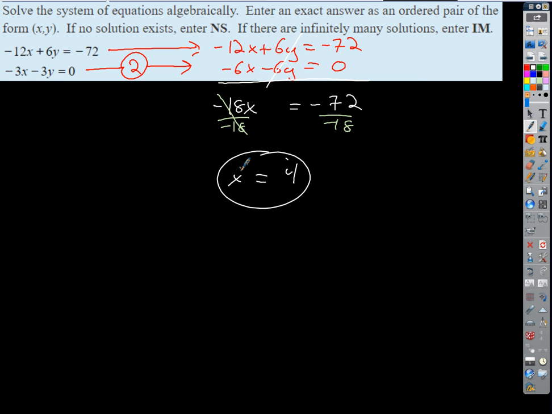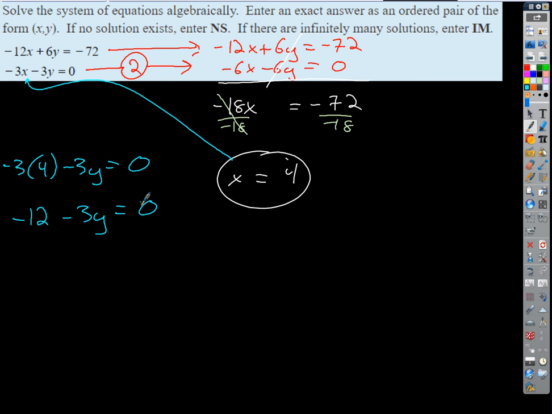Plug it into whichever the easiest equation is, right? How about the bottom one out of our first equation? So if we plug it in right there for x, we're going to get -3 times 4 minus 3 times y equals 0. Then we just solve for y, right? So that gives us -12 minus 3y equals 0. What are the 2 steps in order to get y by itself? Add 12, then divide by -3. Good. We add 12.